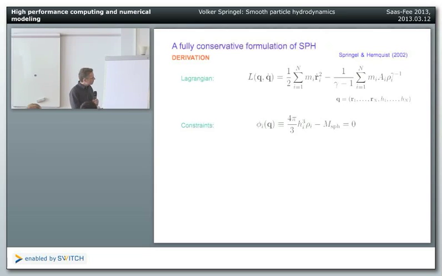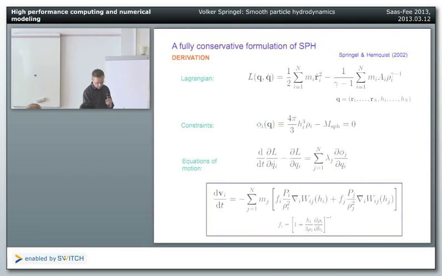But notice this is an implicit equation, because the density that appears here is itself a function of the smoothing length. So you have to find the root of this equation. But this can actually be done efficiently in SPH algorithms, so I don't want to discuss this more. So you have the Euler equations from classical mechanics, and then you derive this equation of motion.